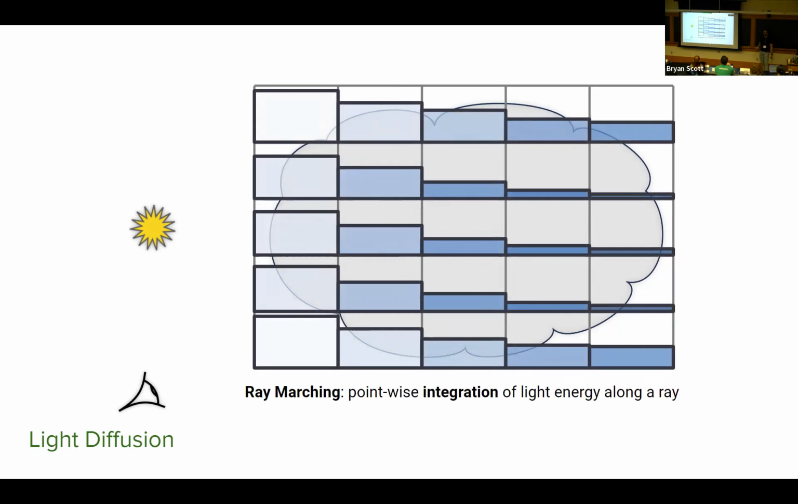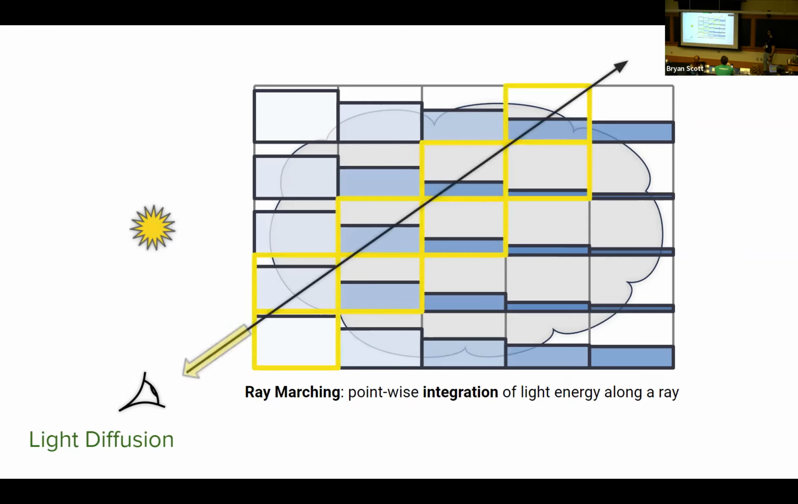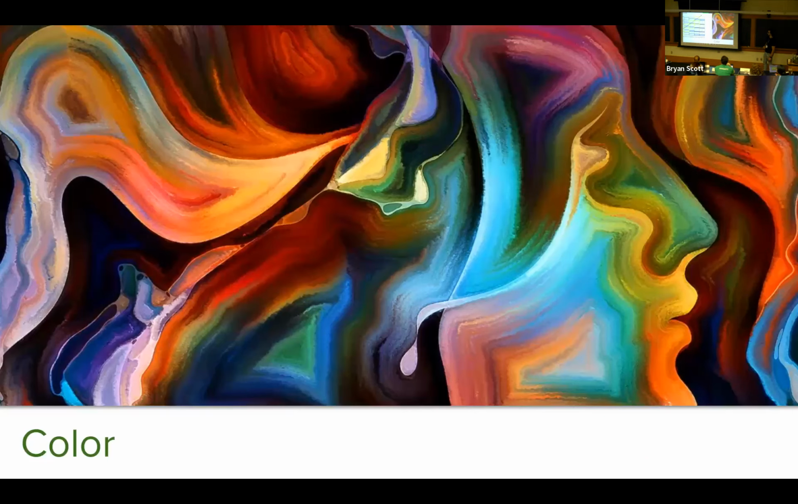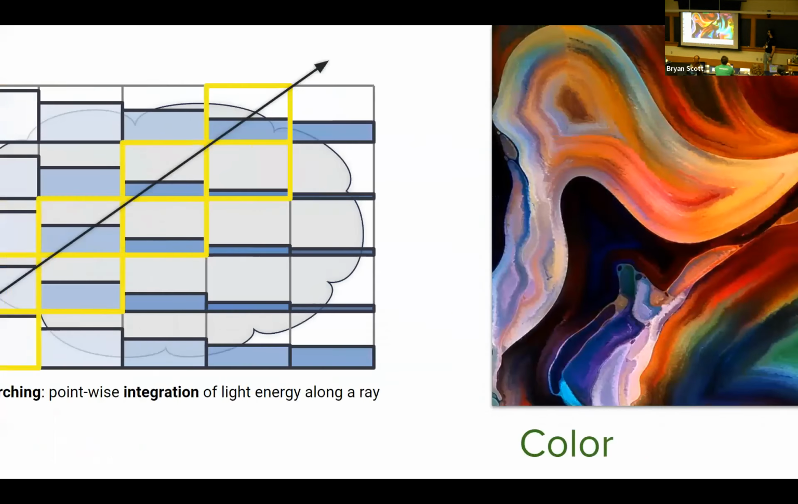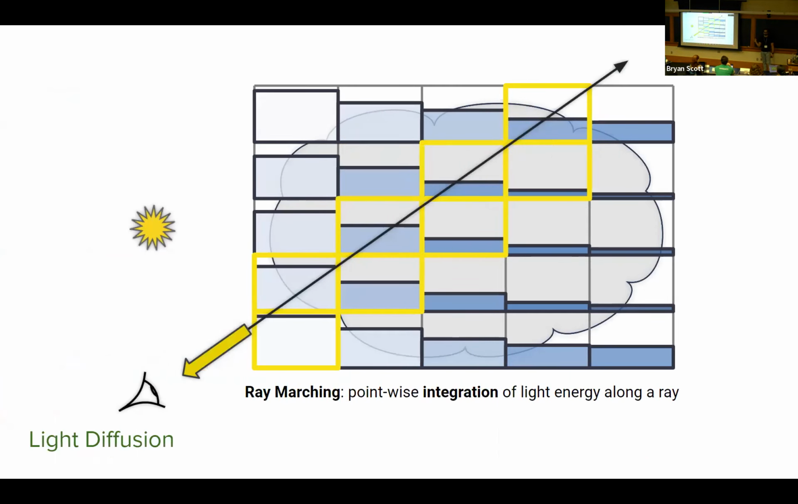How do we visualize that? Ray marching. Again, same thing that we have already seen. Okay, any questions about it?